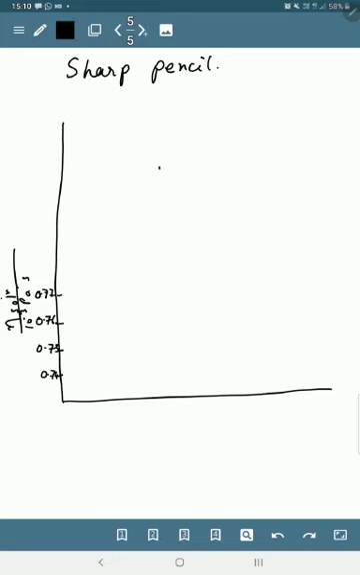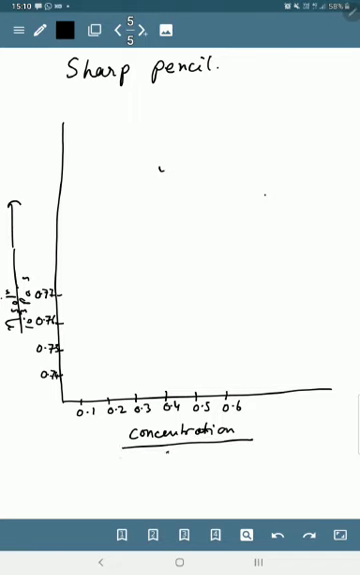Okay. So eta solution upon 10 to the power minus 3 Pascal second, and you put an arrow. And similarly, you have here 0.1, 0.2, 0.3, 0.4, 0.5, 0.6 and so on, versus concentration divided by m. So this is your graph. Okay. Now let's say your first value was 0.1 and you measured and you got the value as 0.75.